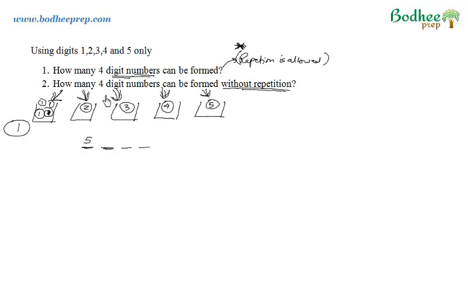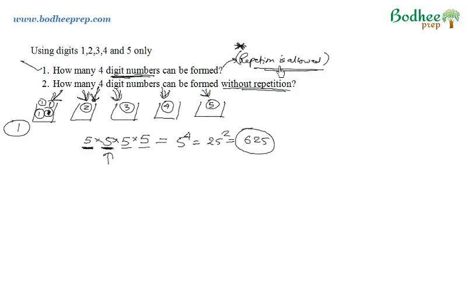If you have selected a digit for the first place, you can very well select the same one for the second place as well. So independently, this place can again be filled in 5 ways. Extending this logic, the third place again has 5 ways, and the fourth place again 5 ways. So in total the number of numbers will be 5 to the power 4, or 25 squared, which is 625. So there will be 625 four-digit numbers for question 1, where we have allowed repetition.